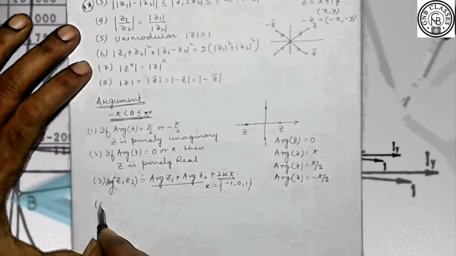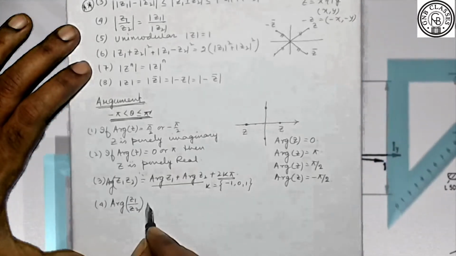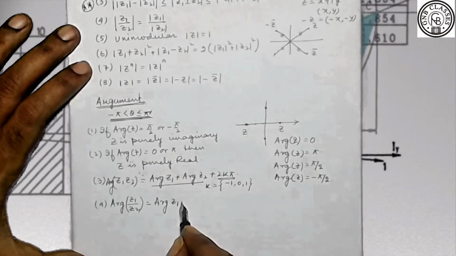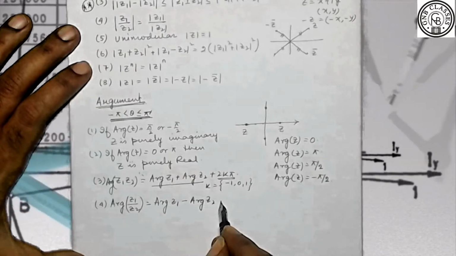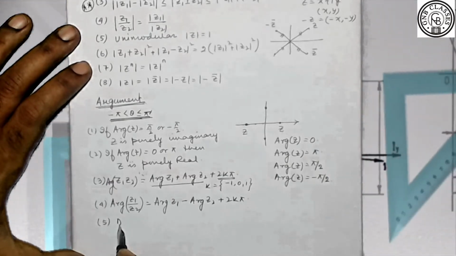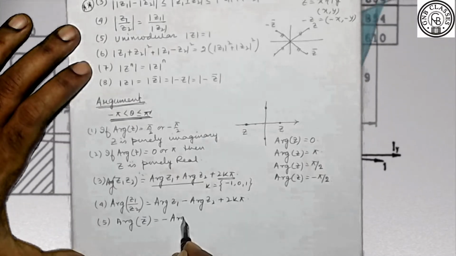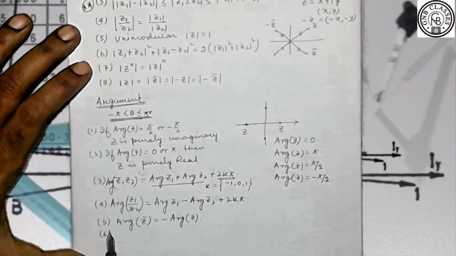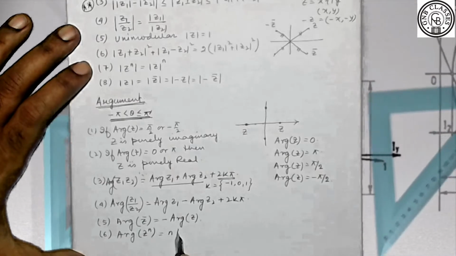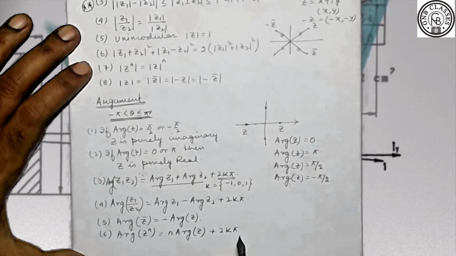Again, I am mentioning, argument of z1 by z2 is the same as log. Log a by b is log a minus log b. So in this case, it will be argument of z1 minus argument of z2, again plus 2k pi. Number 5, remember this: argument of z bar is the same as minus of argument of z. Number 6, argument of z to the power n is the same as n times argument of z. Again, we have to add 2k pi over here.